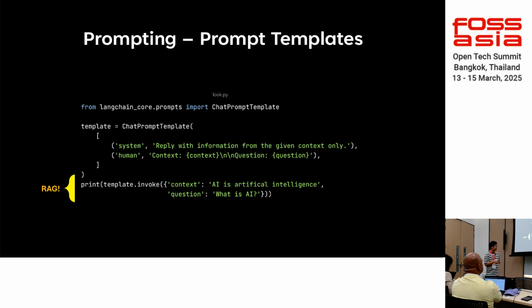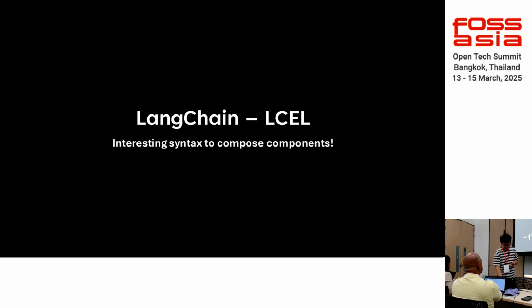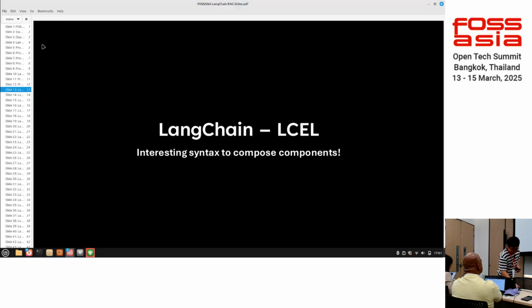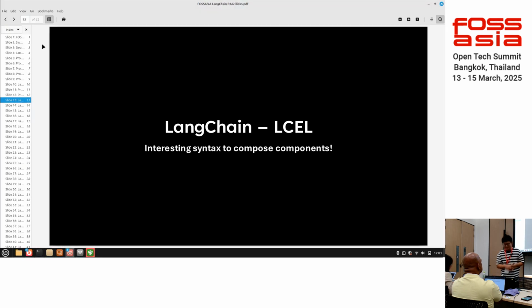In this case, I did it manually. I just say AI is artificial intelligence, what is AI? So the information that we need is already extracted, then we ask a question before the model gives us a response. Before that, let's go to Colab and see some code examples.